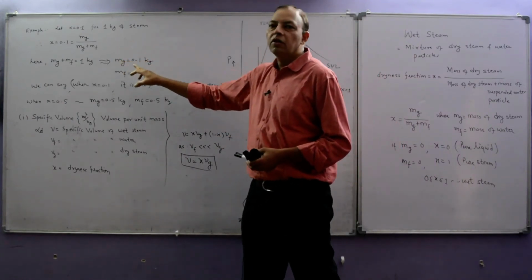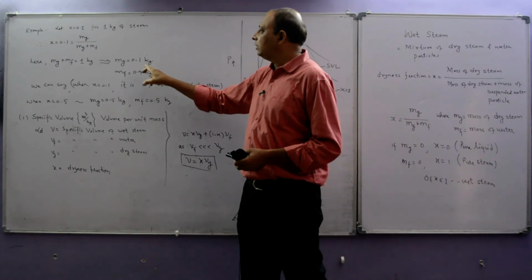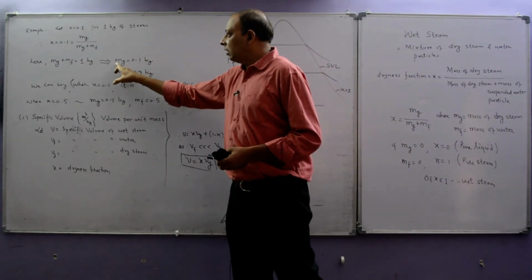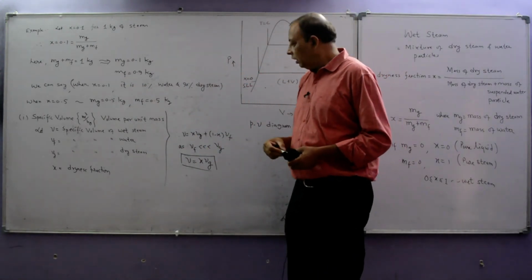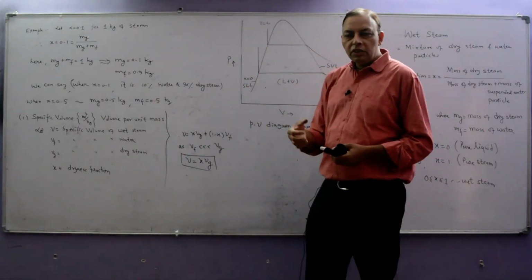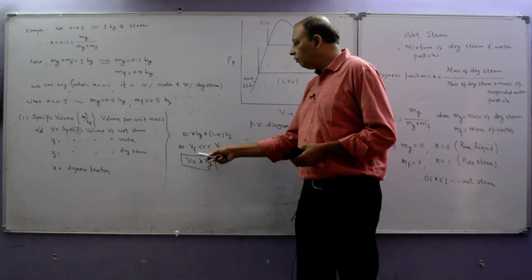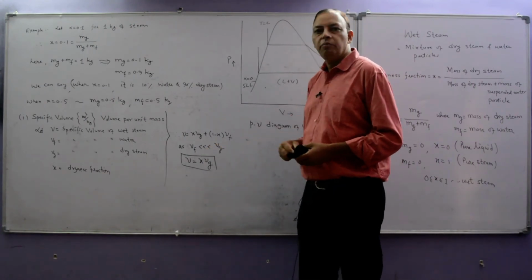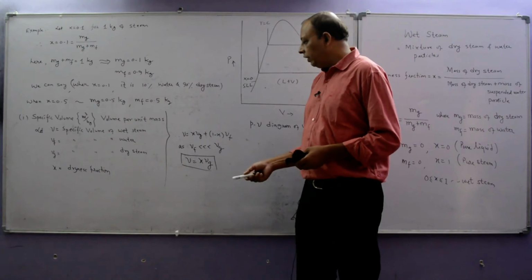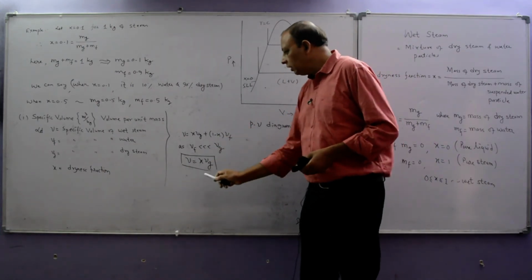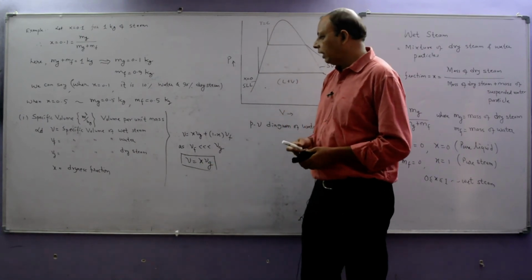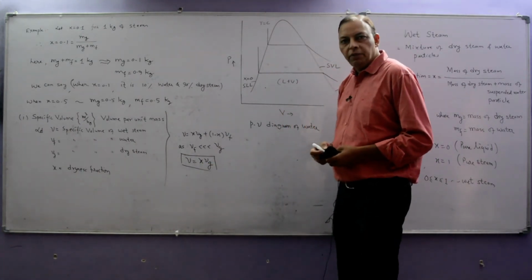Here x part is dry steam and 1 minus x part is always water particles. Normally we see in the steam table that the value of vf is very small as compared to vg. Hence we can neglect this part and we can write v equal to x vg.